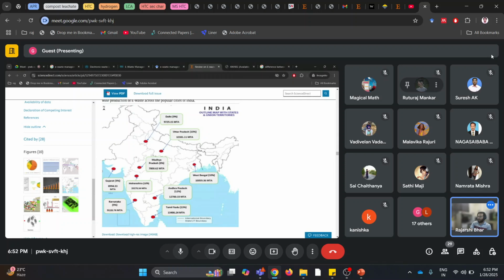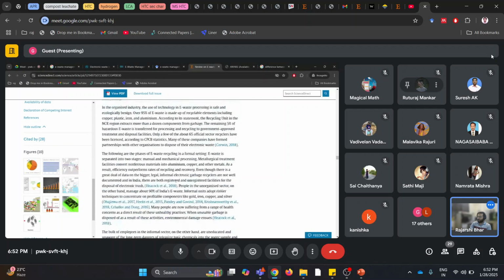So during that time, if I have to see which place was generating the highest amount of e-waste, that would be Maharashtra, 20%, followed by 13% in Tamil Nadu. So these two were quite significant contributors.